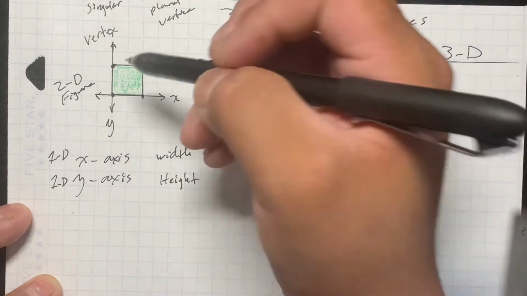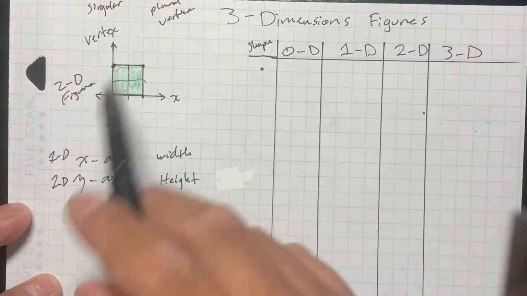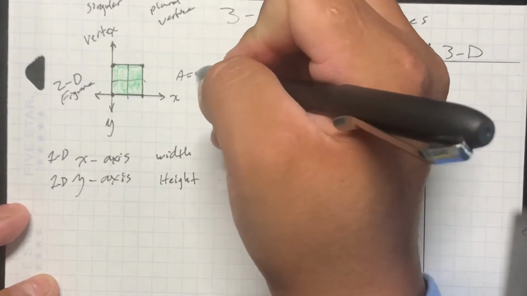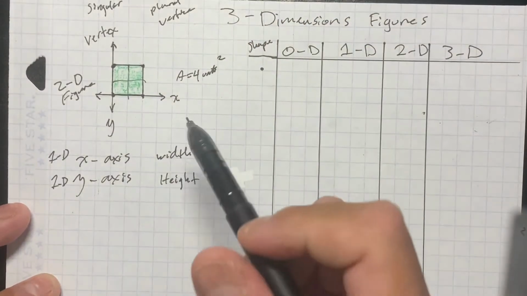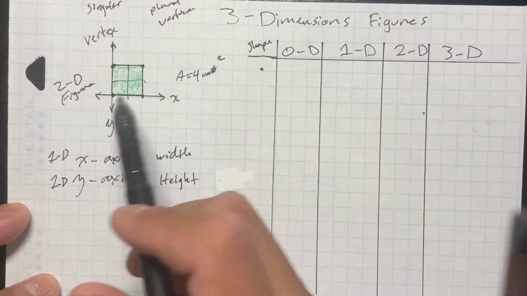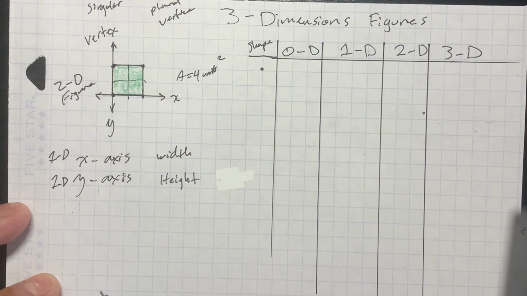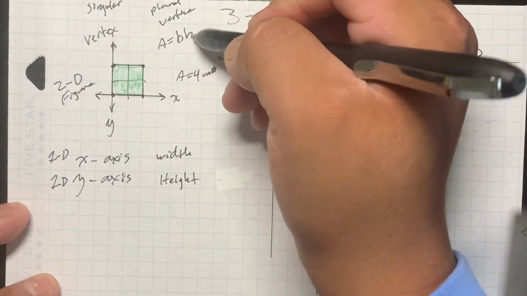Okay, now if you look inside the green square, how many units do you see? You see 4. So that has an area of 4 units squared. Again, notice I said squared because it is technically a geometrical shape of a square. Now the area formula for a square is area equals base times height.